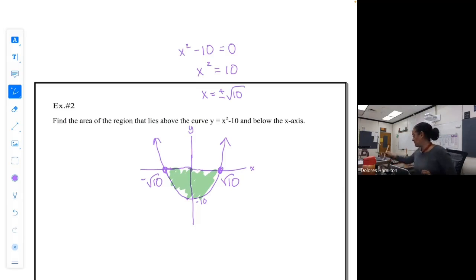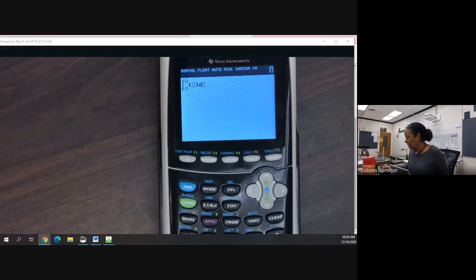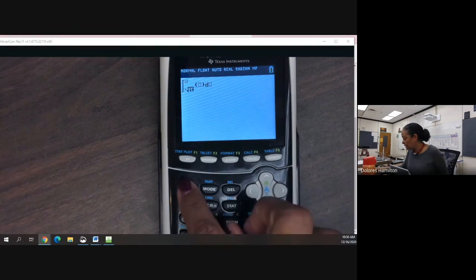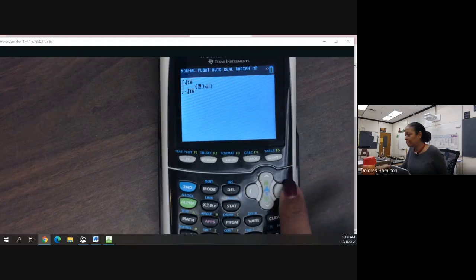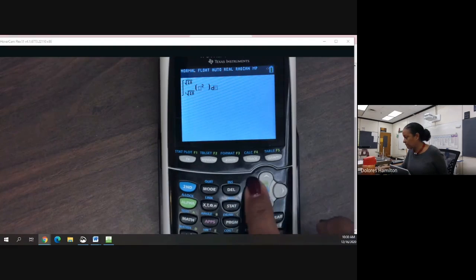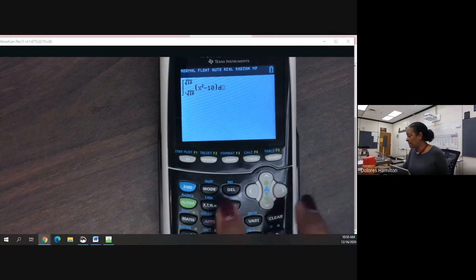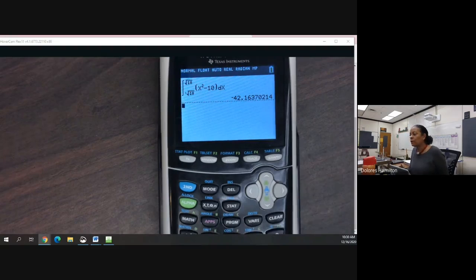So folks, what I'm going to do now is use my calculator to find out what that area is. So let's go to the calc, and I'm going to go to Math 9. And you'll remember it was negative root 10 to root 10 of x squared minus 10. And you'll notice that they give me negative 42.164. But this question asked us for the area. It did not say what is the definite integral. So our answer would be that area is positive 42.164.